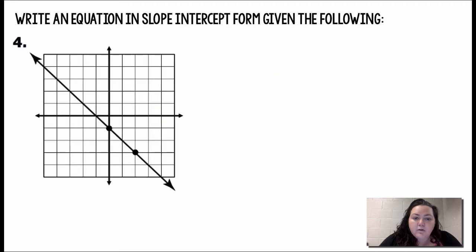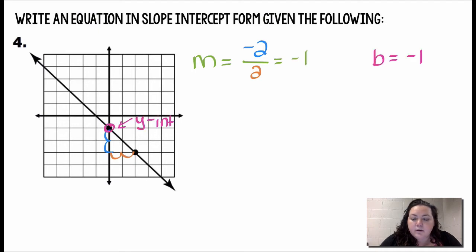Again, I have an equation from the graph. So the graph, the slope is down 2 over 2. So -2 over 2 would become -1. And my y-intercept is crossing the y-axis at -1. So my equation is going to be y equals -1x minus 1. Or you could just write y equals -x minus 1.